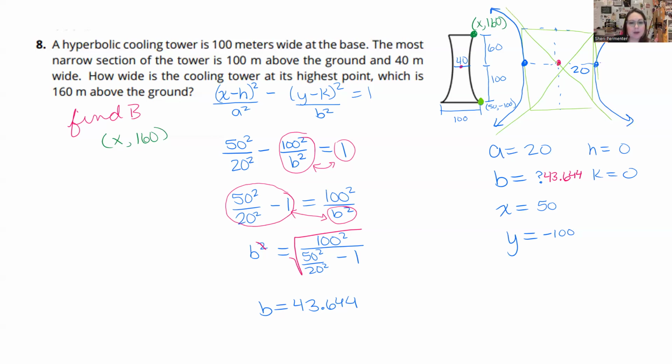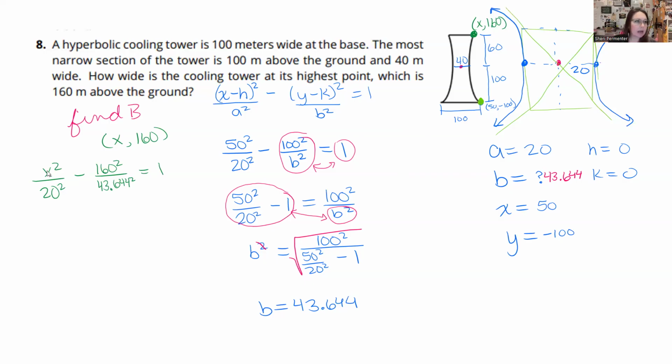So I'm going to plug into the same equation. It's still going to be 50 squared. For this one, it's going to be a different X value because I don't know the X value. I'm going to solve for X. I don't know the X value this time, but I know that A is 20 and my Y value is going to be 160. My B value is 43.644 because I just solved for it. So now I want to find the X value.